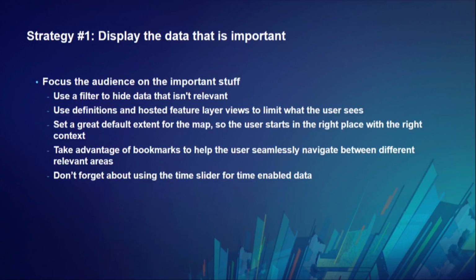Okay. Strategy number 1 is displaying the data that is important. We went through this a little on the performance side, where Jeremy showed how to remove some of the attributes with hosted feature layer views. But we want to make sure that we're focusing the audience on the important stuff in the map. So use filters to hide data that isn't relevant, and use definitions and hosted feature layer views to limit what the user sees, either by features or the attributes. Make sure you're setting good default extents and using bookmarks so that users navigate to the areas in your web application that have the content you want them to see.